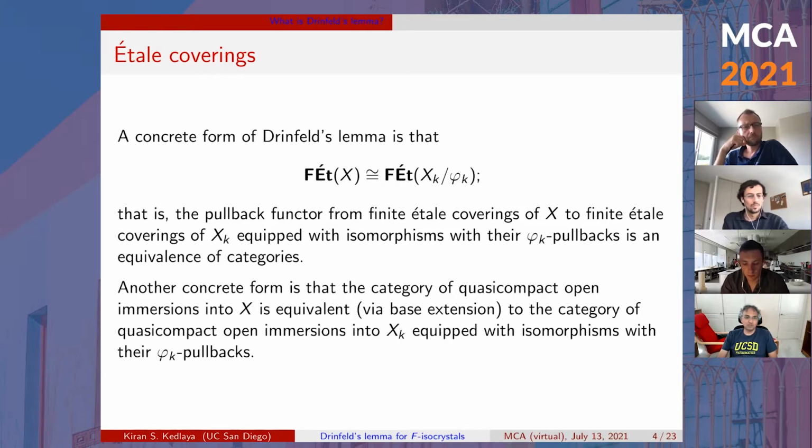Another way in which they're related is that the category of, well, I probably don't need quasi-compact here. Well, I didn't assume X was finite type. So let's say quasi-compact open immersions into X is equivalent to quasi-compact open immersions into X_k, again, equipped with an isomorphism with the Frobenius pullback. So roughly speaking, open subsets of X are the same thing as equivariant open subsets of X_k.